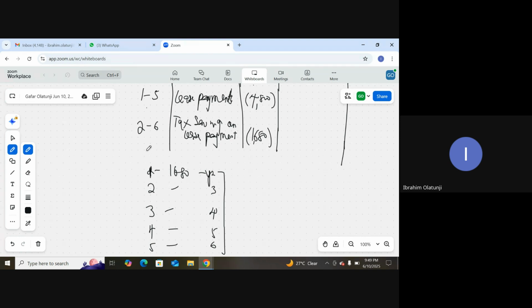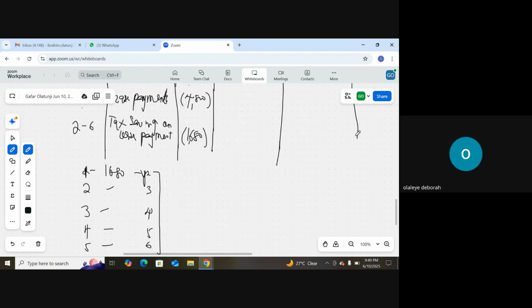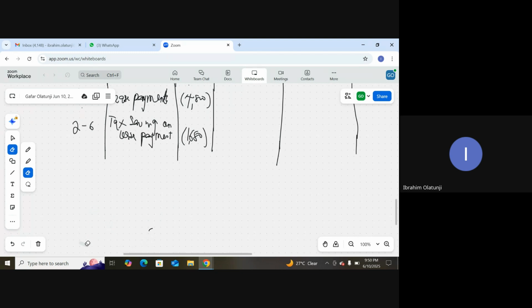Is it clear? Sorry, sir, that 1,680, is it from the tax? What is the percentage of tax? The percentage they gave us is 35%. Yes, then 35% of the lease payment, because I said tax savings on lease payment. So 35% of 4,008. Okay. All right, got it. Thank you.